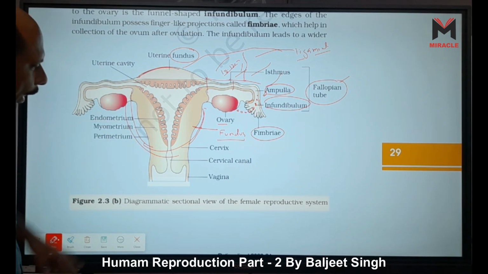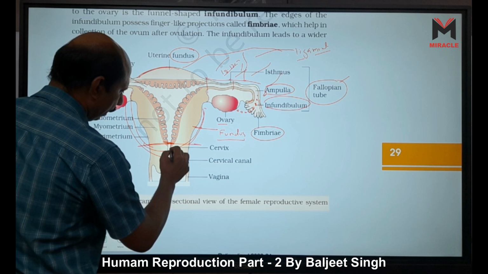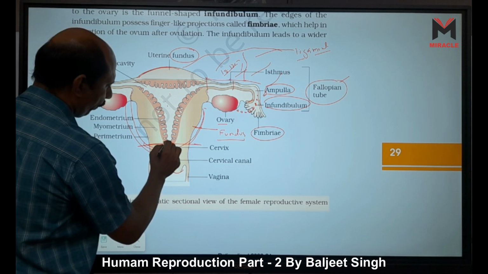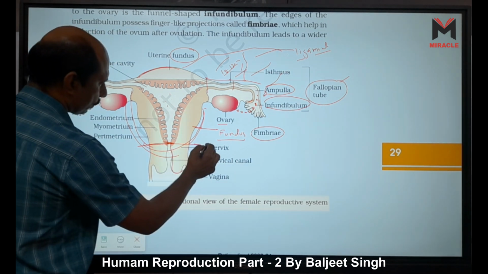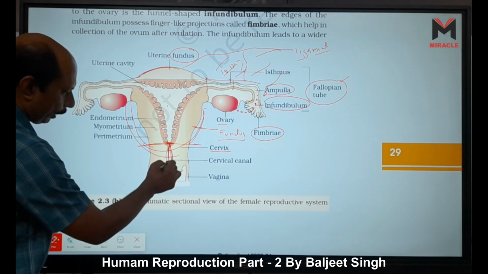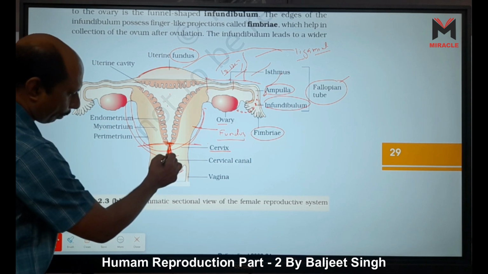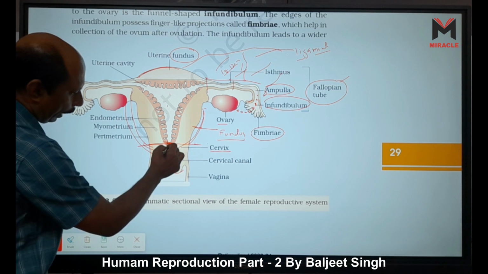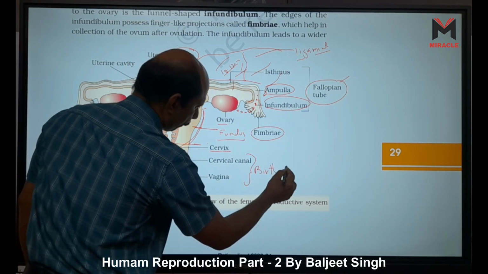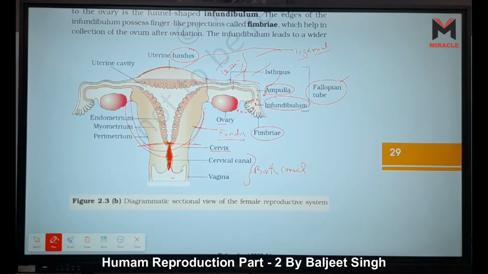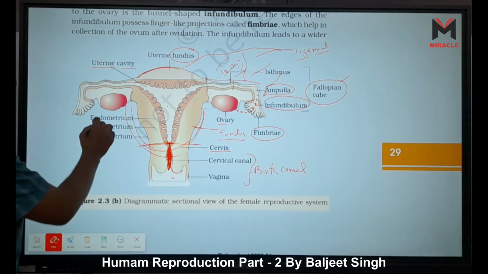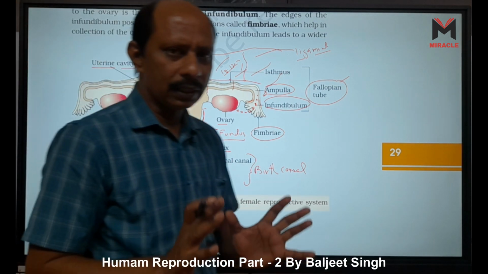This part and the lower part from this side. It is the broader part here, so this is the fundus part, and when it becomes narrower, this is called the cervix. A canal is present in the cervix, called the cervical canal. This cervical canal and the vagina both form the birth canal. This side is called the uterine cavity. Uterine cavity means the cavity which is present inside the uterus.